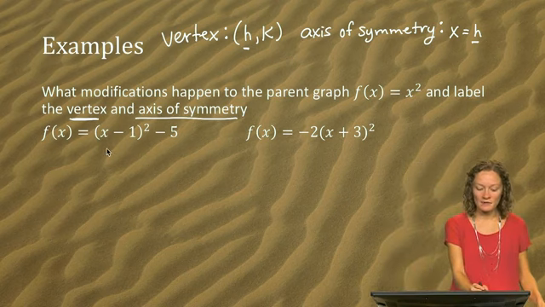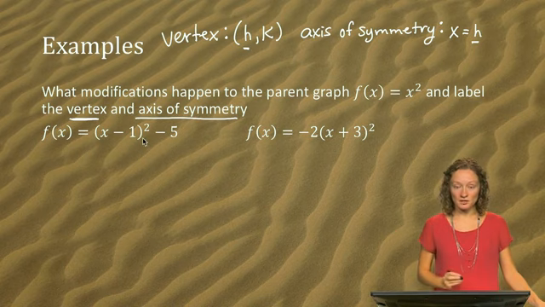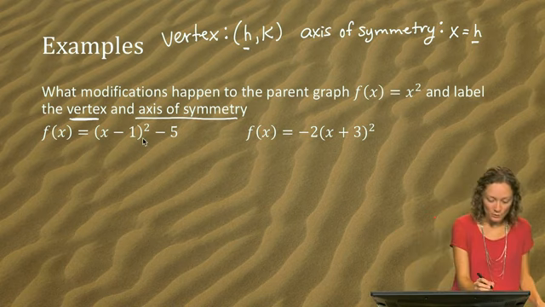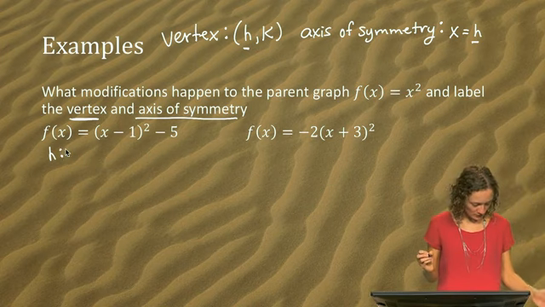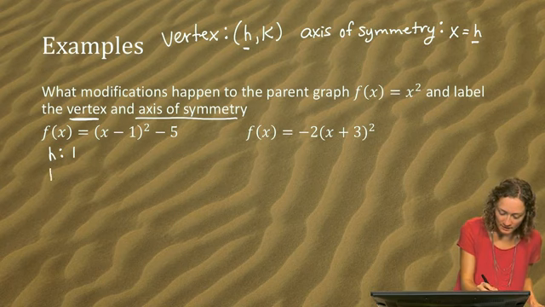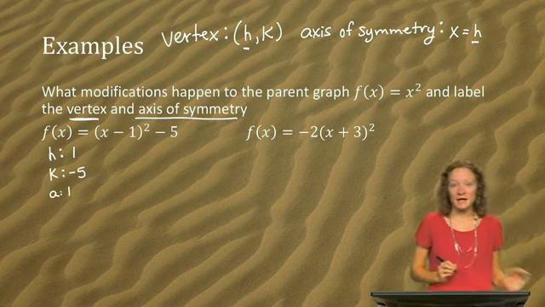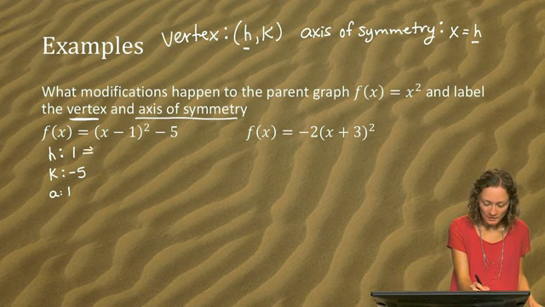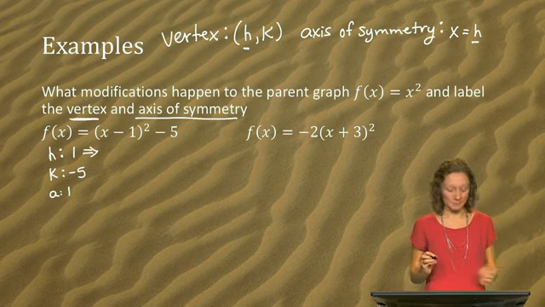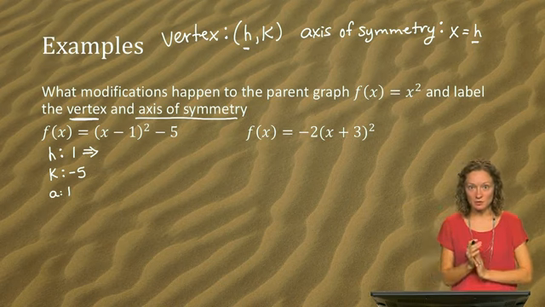On our first problem, f of x equals x minus 1 quantity squared minus 5. We have an h value. Identify them in whatever order you want to. We have an h value of 1, a k value of negative 5, and an a value of 1. A value of 1 means there are no modifications. So while it's helpful to identify it, it doesn't lead to anything. An h value of 1 causes what kind of modification? It's a positive, which causes it to move to the right.